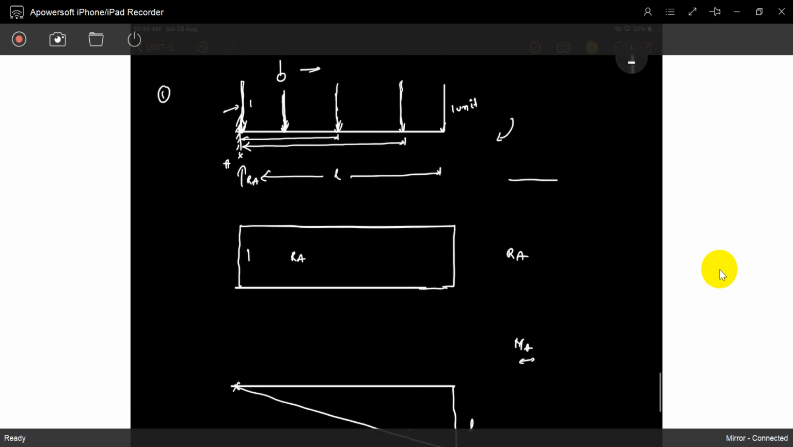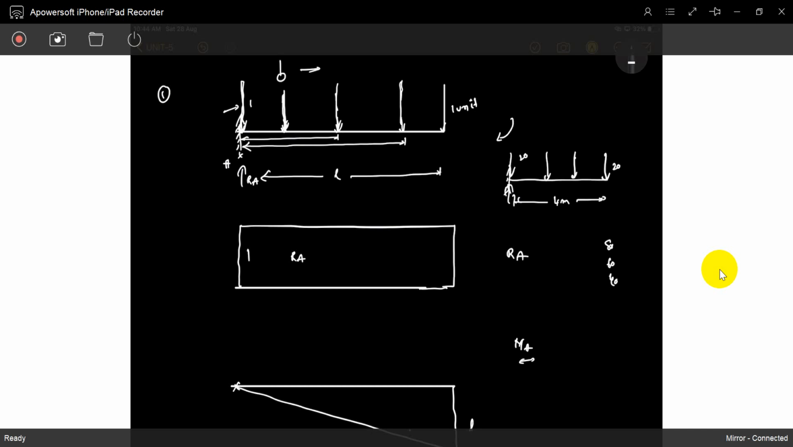That's it now. If you see, the load is some 20 kilonewtons and the length is 4 meters. If the load is here, what is the bending moment? 0. If the load is at the end, 20 into 4, 80. If the load is at 3 meters, 20 into 3, 60. If the load is at 2 meters, 20 into 2, 40. That is the bending moment.